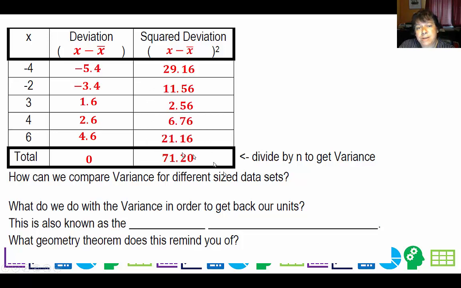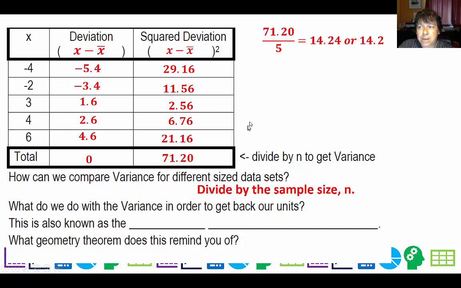If I was talking about an entire population, I divide this by n to get the variance. We divide because if I have different size sample sets, more points means more variance, but maybe I really don't. So we always take into account our sample size. So 71.20 divided by 5 is 14.24. Then, because this is in squared units, we take the square root to get back to our original units.